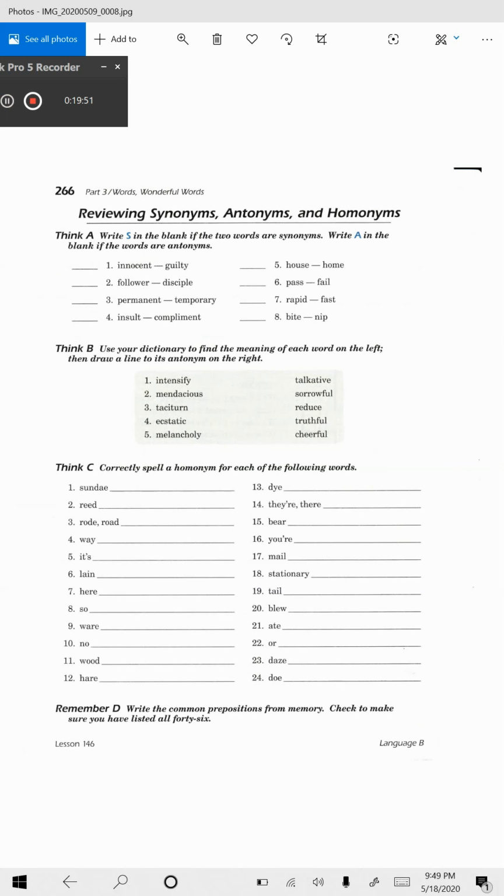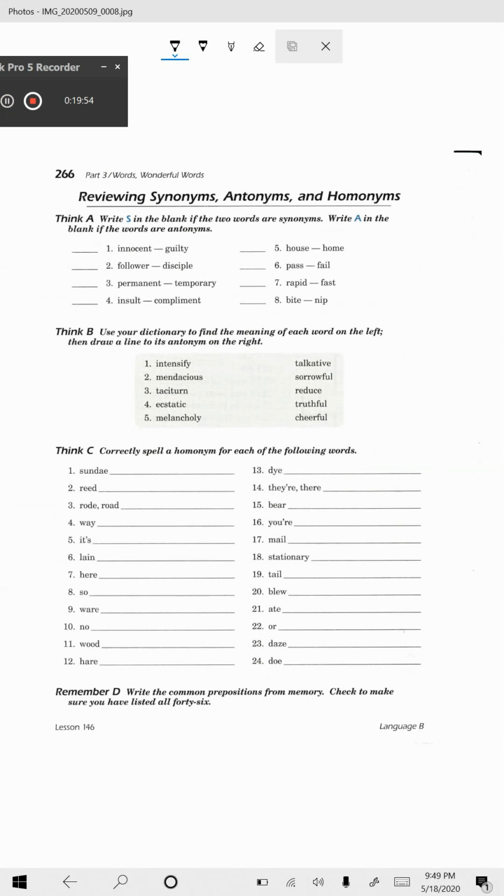All right, reviewing synonyms, antonyms, and homonyms. Okay, so up top here, we'll do synonyms and antonyms. Remember, synonyms mean almost the same, whereas antonyms mean opposite. And that's what we're going to do in Think A, okay? We're going to skip Think B here.